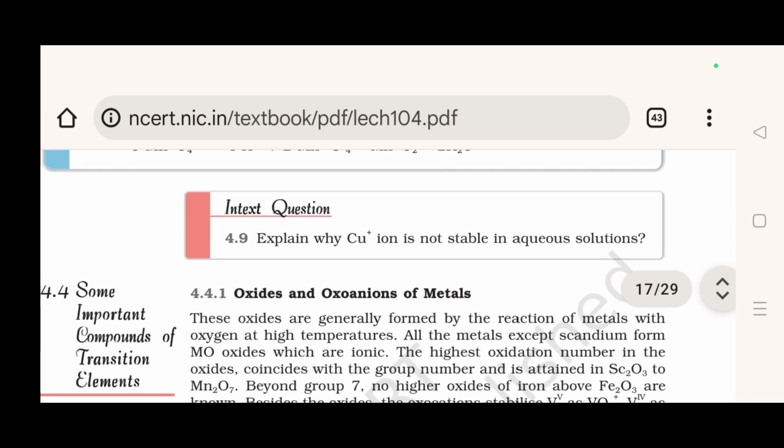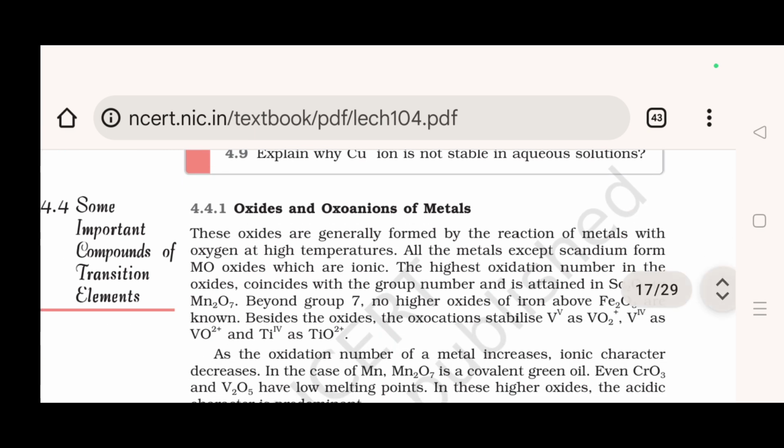Now we shall discuss some important compounds of transition elements: oxides and oxoions of metals. These oxides are generally formed by the reaction of metals with oxygen at high temperature. All the metals except scandium form MO oxides, which are ionic. The highest oxidation number in the oxides coincides with the group number and is attained in Sc2O3 to Mn2O7. Beyond group 7, no higher oxides of iron above Fe2O3 are known.